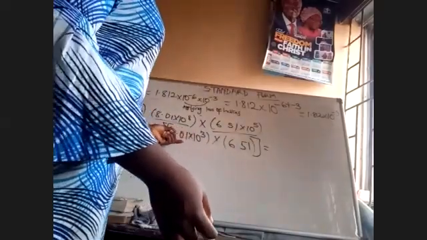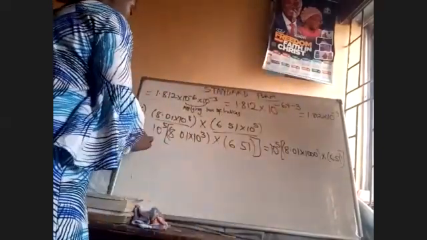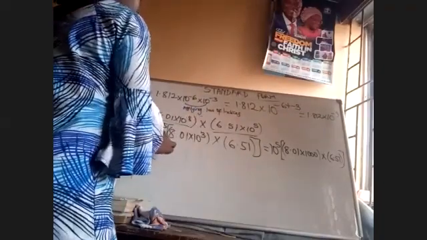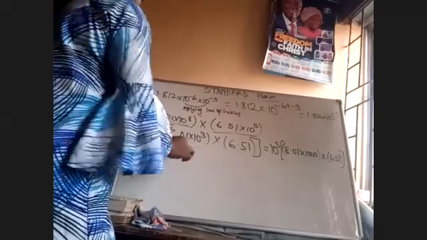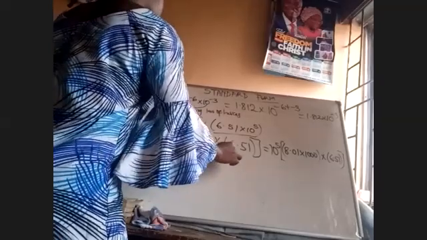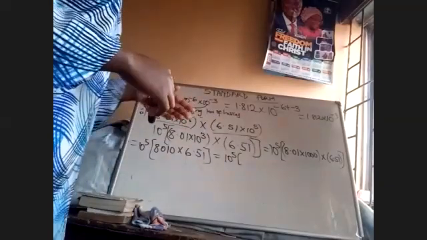Now when we write this out as ordinary number, we have it to be 10 raised to power 5 into 8.01 times 1000 times 6.51. This gives 8010 times 6.51. So this gives 10 raised to 5 into... Can anyone do this multiplication for us?